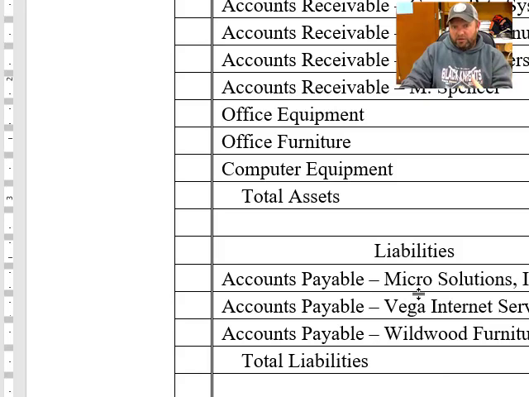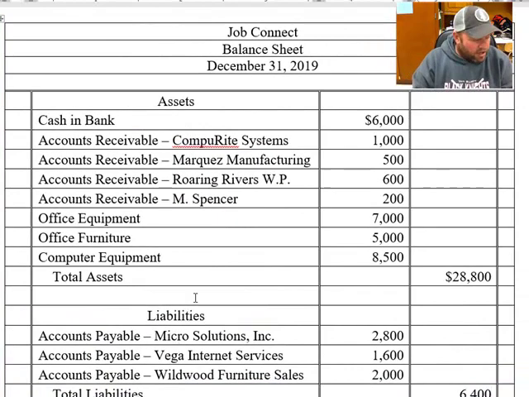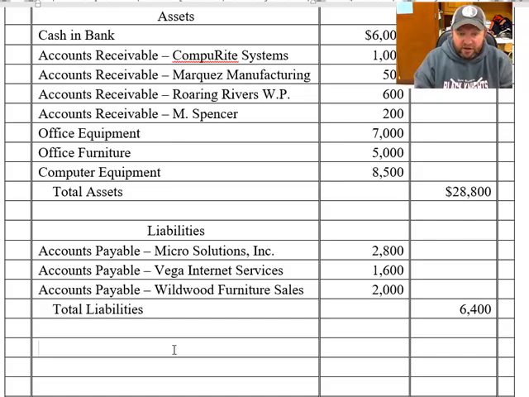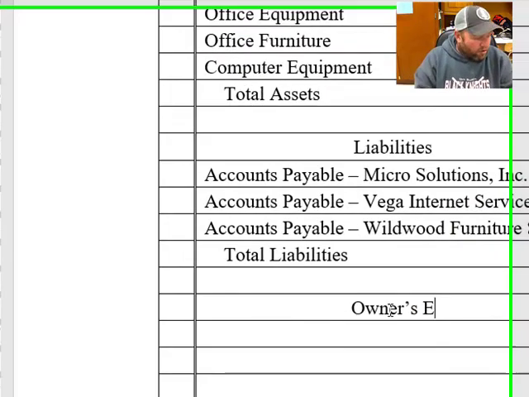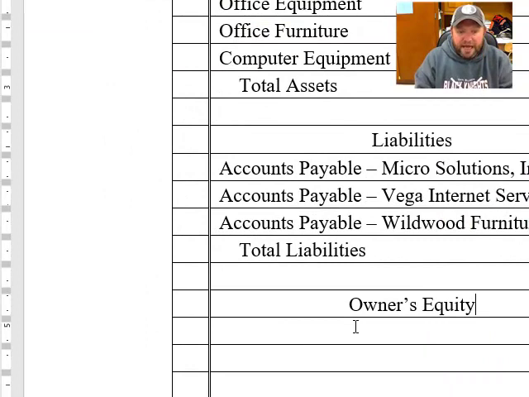Okay, so now we've got the assets done and the liabilities. So the final one is the owner's equity. So again, I'm going to center the text, and I'm going to list my owner's equity. Well, the first thing we're going to do is Richard Tang's capital.